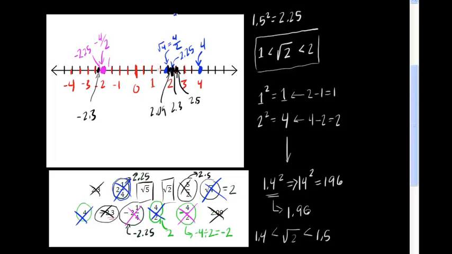I'm going to mark it right here, 1.4, and the square root of 2, as you approximate, it's about 1.41, let's say. But that's where it lives, right there.